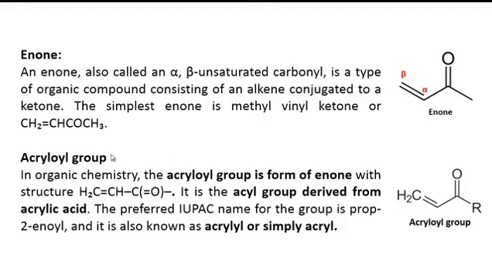So acryloyl group is the form of enone with this structure. So what is this structure? Here you can see that this is an enone in which a CH2 group is attached to the beta carbon, and the whole functional group is known as acryloyl group. And with this, we come to the end of the lecture.